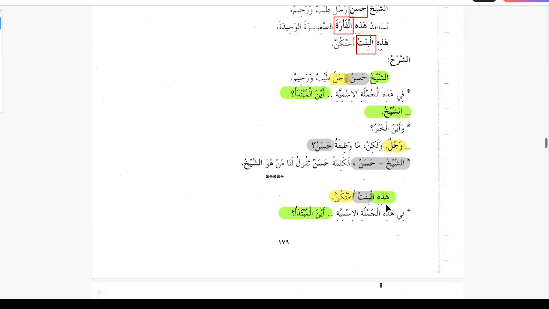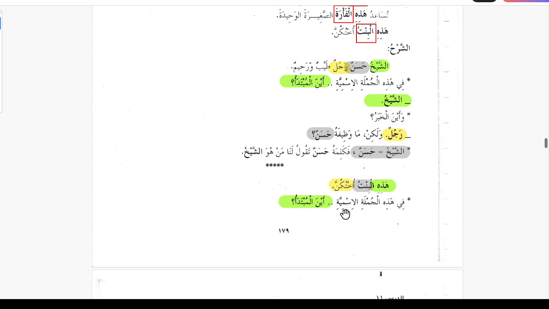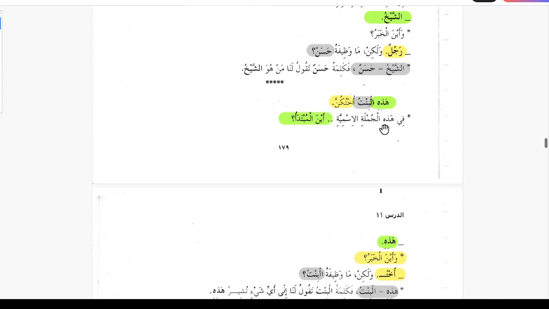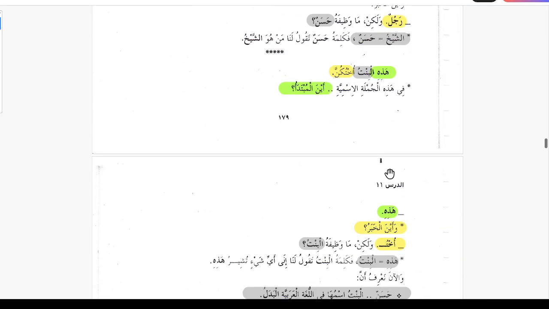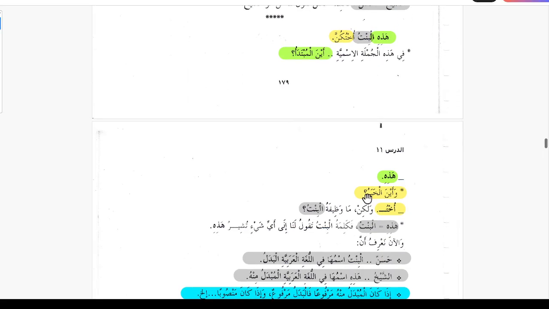Now this is another example. Hazihil bintu ukhtukunna: this girl is your sister. Fi hazihil jumlatil ismiyati, aina al-mubtada? Where is mubtada? We know hazihi is mubtada. Wa aina al-khabru? Where is khabar? Ukhtu is khabar: this is a girl. Walakin ma wazifatu al-bintu? What is the function of al-bintu?